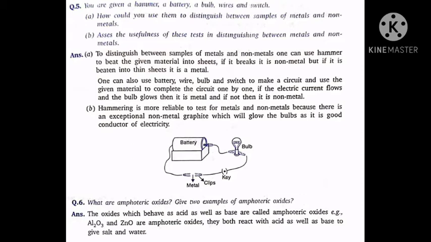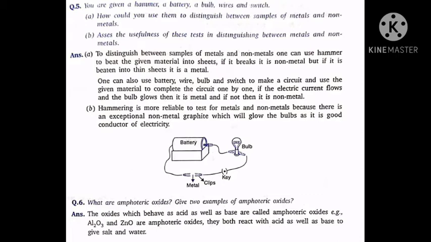One can also use the battery, wire, bulb and switch to make a circuit and use the given materials to complete the circuit one by one. If the electric current flows and the bulb glows, then it is a metal, and if not, then it is a non-metal.